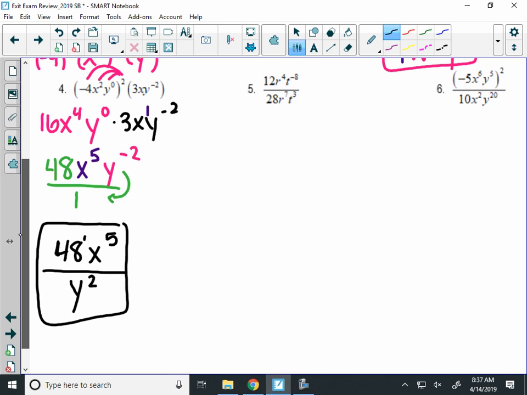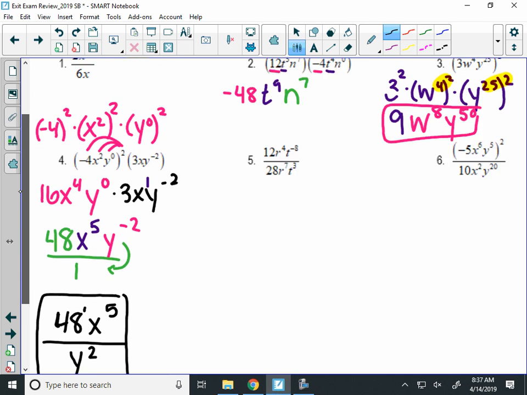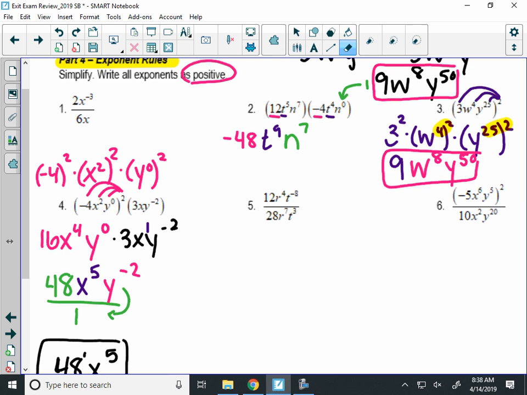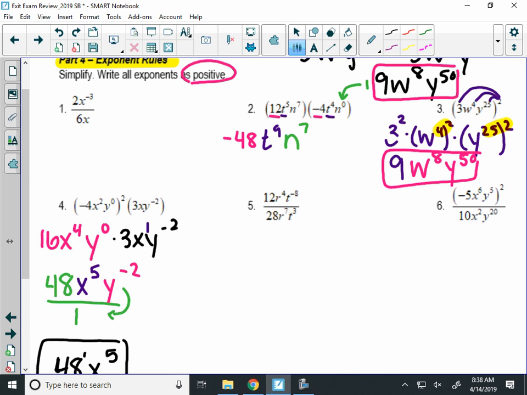Now that we've talked a little bit about negative exponents, let's go back to number 1 really quick and deal with this negative exponent. So number 1 has 2x to the negative third and 6x. All right, so when we have a fraction, we are going to have negative exponents here. Let's divide the coefficients, 2 over 6. 2 over 6 is 1 over 3 when I simplify it. So I go ahead and divide the numbers just like we normally do.